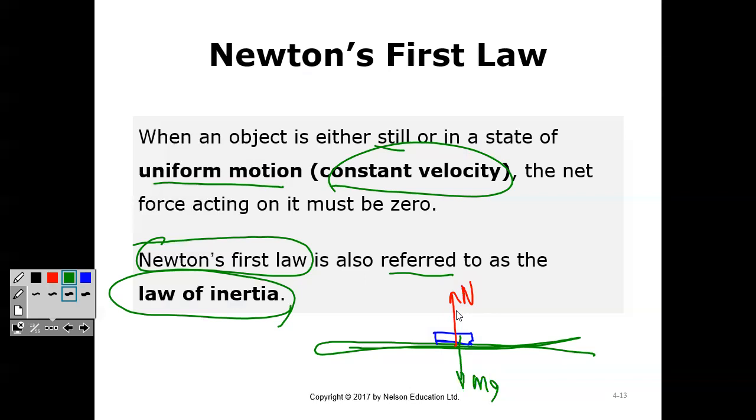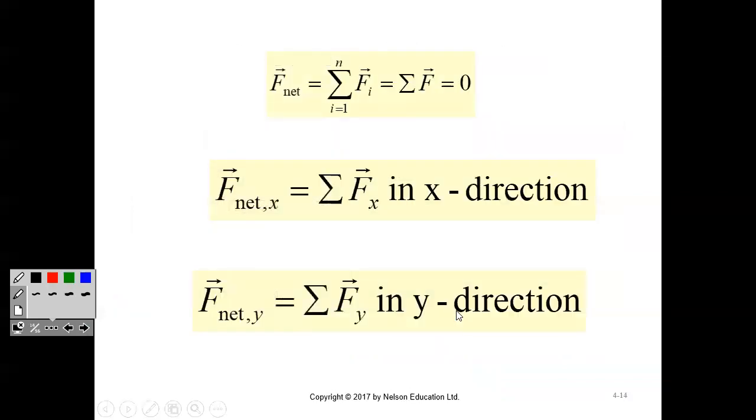For example, in space, far away from any other object, there are no forces. And if there is one single object, that object has a constant velocity. It can be zero or some other value. So this is the law of inertia. So force is needed to change the velocity. If there is no force or the net force is zero, the velocity will not change.